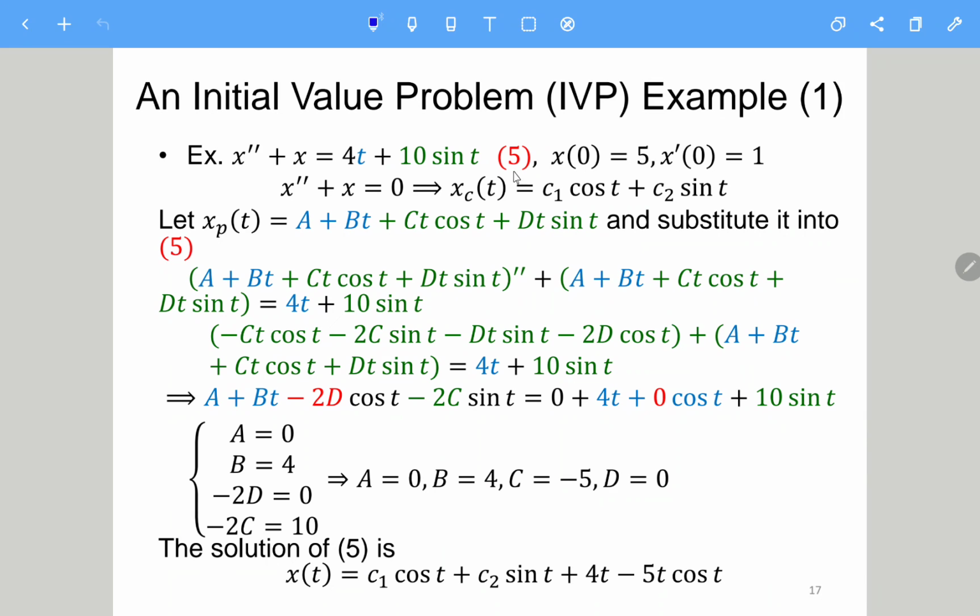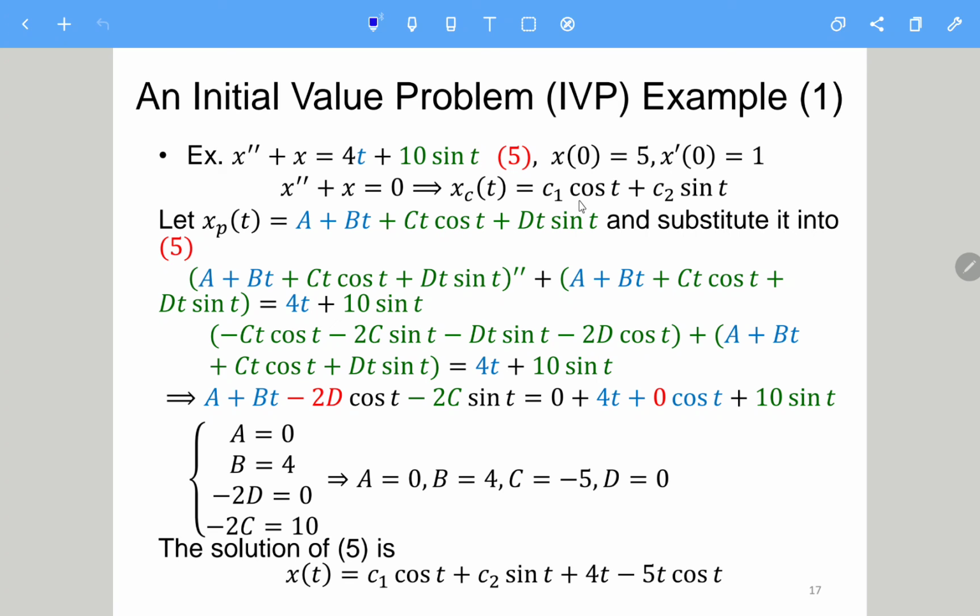If we have an initial value problem, then we only need to go through the same procedure. Just say for this one, this is a second order constant coefficient ODE with this g of t, and then we have x of 0 and x prime of 0. Still, for the first step, we solve the homogeneous equation, and this is the homogeneous solution. For the second part, this is a first order polynomial, and then this is a sinusoidal. So the particular solution should include a first order polynomial and also the sinusoidal.